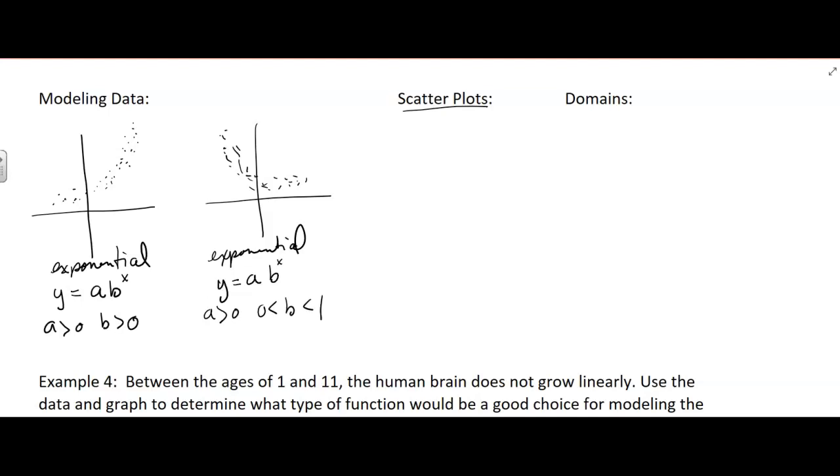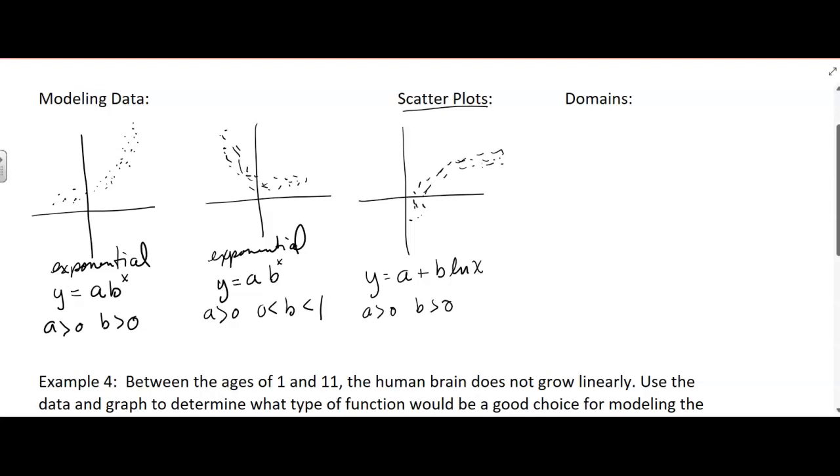Now I'm going to have to try to fit 6 of these on here. You could have data that looks like this. Kind of, it goes up quickly and then it kind of starts leveling off. That's a logarithmic function. It's a natural log function. Anyway, and a is greater than 0 and b is greater than 0.